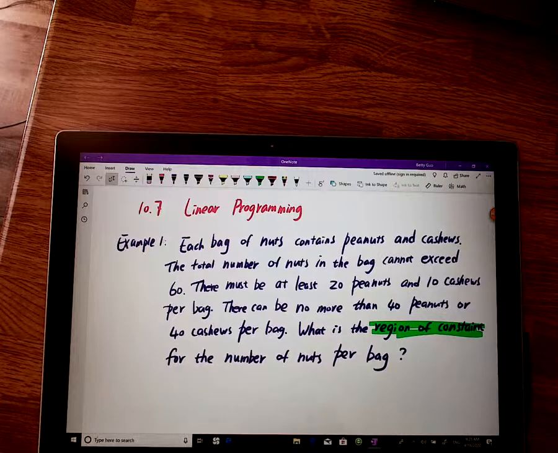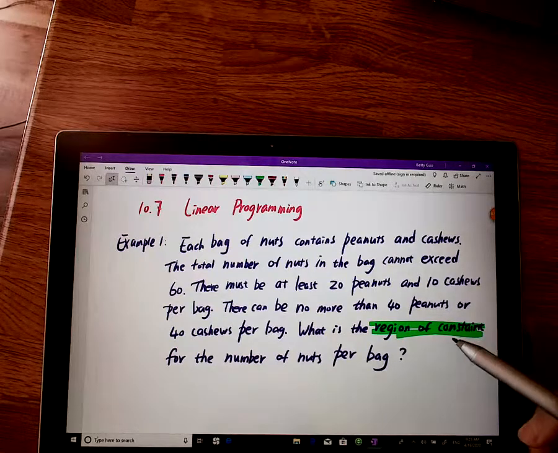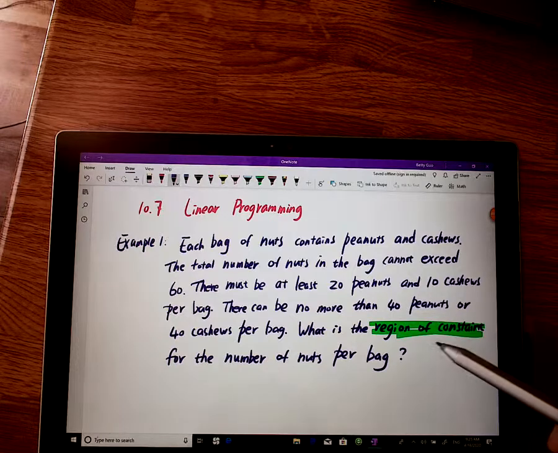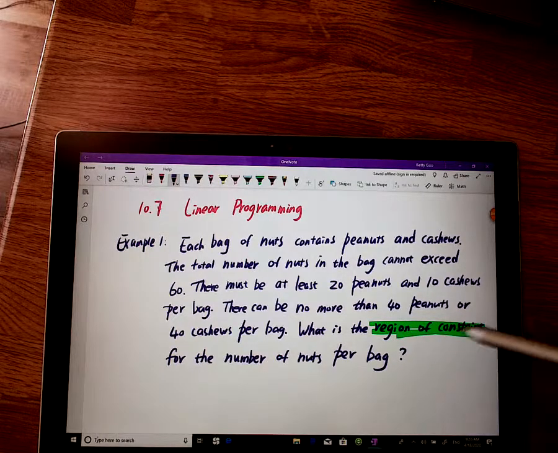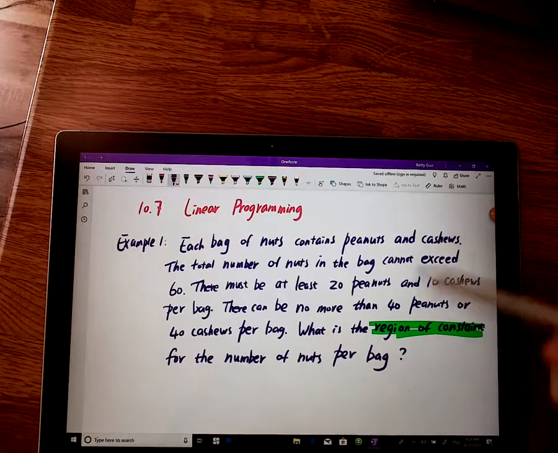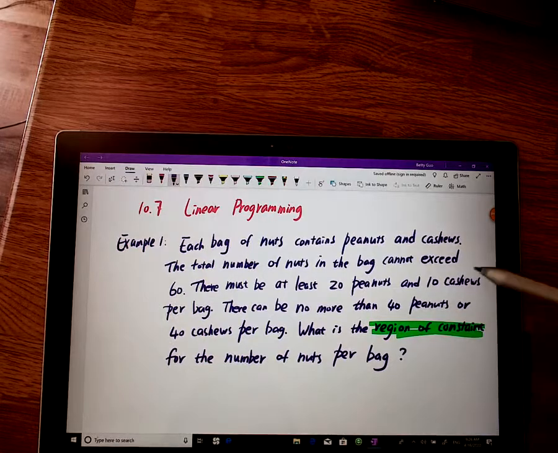Each bag of nuts contains peanuts and cashews. The total number of nuts in the bag can't exceed 60. There must be at least 20 peanuts and 10 cashews per bag. There can be no more than 40 peanuts or 40 cashews per bag. What is the region of constraints for the number of nuts per bag? So you can see the goal of this word problem is to find the region of constraint. We will understand the concept during the course of explaining this example, okay?